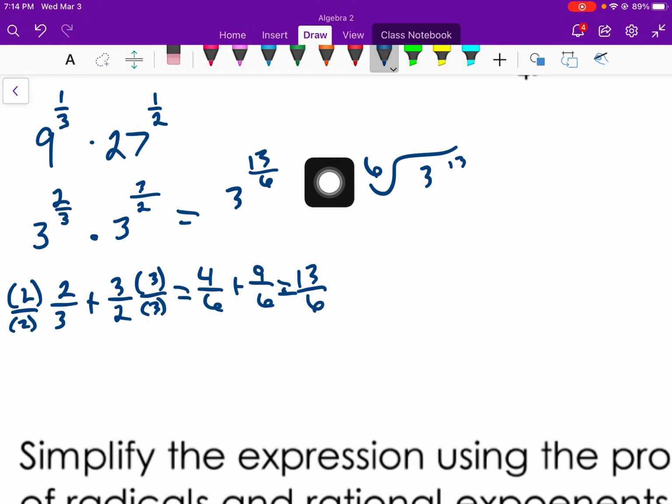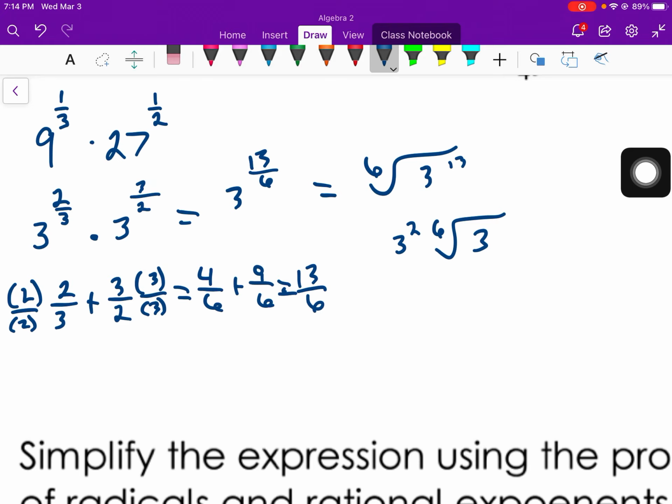Well, how many times does 6 go into 13? 2. So we'd have 2 factors of 3 we could pull out with 1 remaining because there's 13. So there'd be 1 left. We can simplify this to 9 times the 6th root of 3.